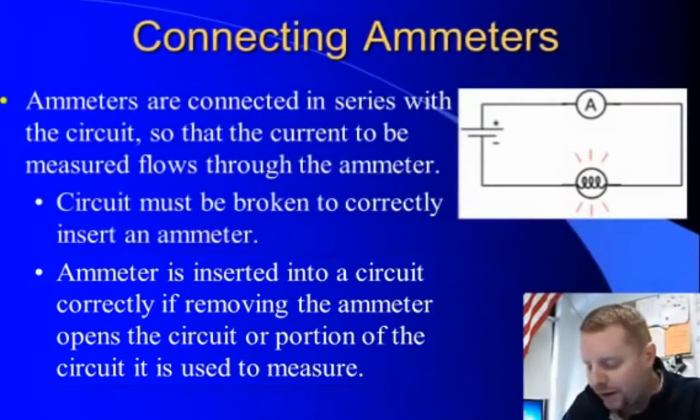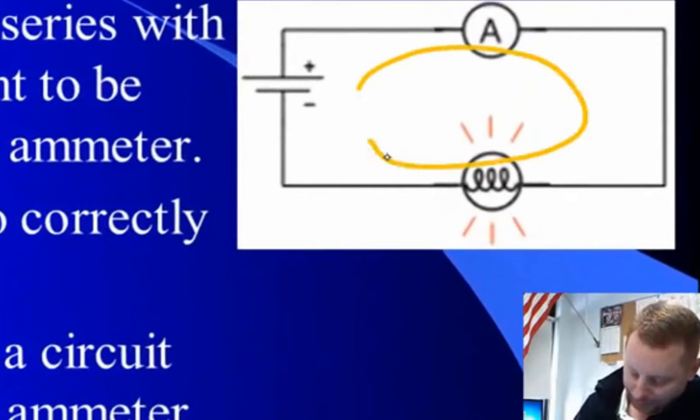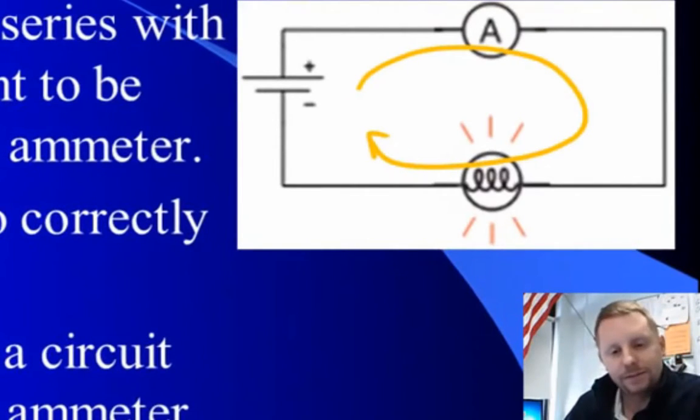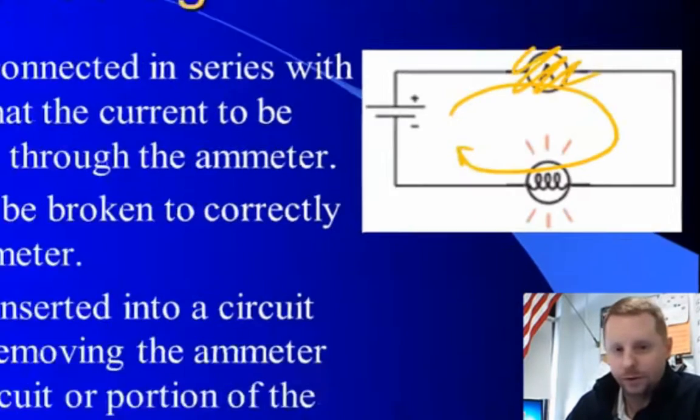So in the diagram at the right in our schematic, we have current flowing through the ammeter and through the rest of the circuit. We have a closed loop path, so we're measuring the total current through the circuit. If we were to remove the ammeter, we'd have an open circuit. No current would flow.